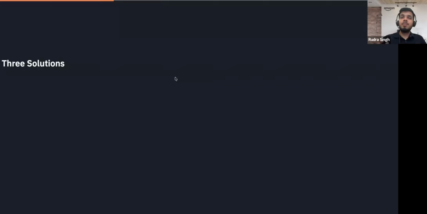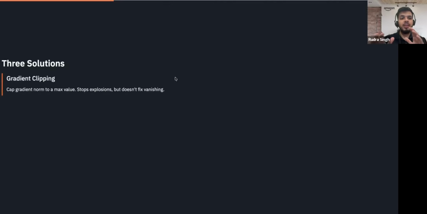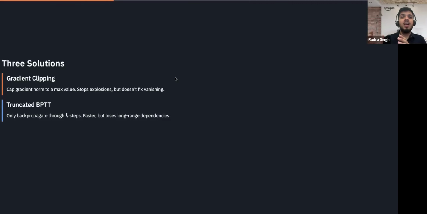To deal with this, people actually tried three different ways. First was gradient clipping. You can cap the gradient norm at some max value, like 5. If the gradient gets too big, you scale it down. It fixes explosion, but does nothing for vanishing. So it is kind of half a solution, which in itself is not sufficient. Second is truncated BPTT.